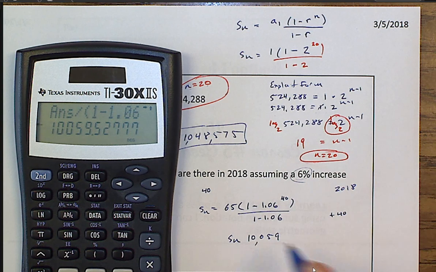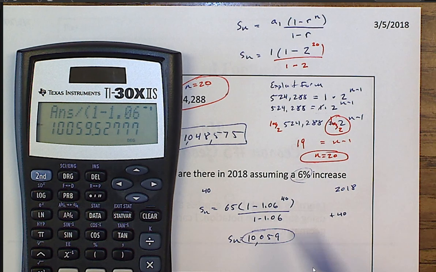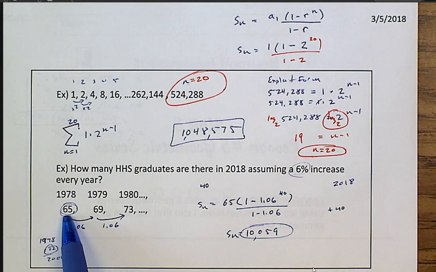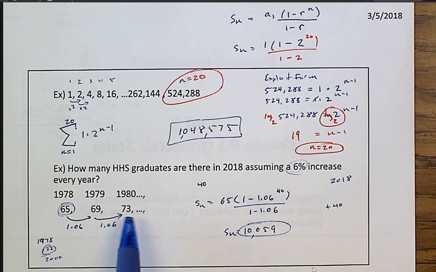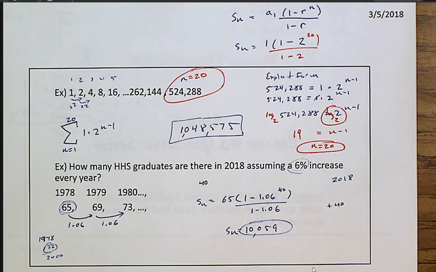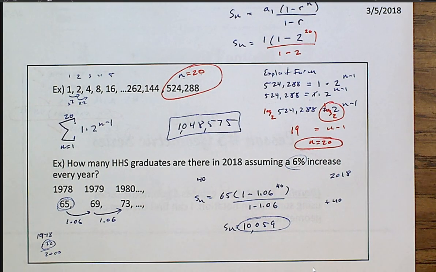So that seems a little bit big there, but the sum of that is how many high school graduates there were since 1978. If you add up all the graduates, that's not how many graduates we're going to have in 2018. That's just how many we're going to have total over the course of the years. So if you add up the 65 seniors, the 69 seniors, the 73 seniors, and so on and so forth, all the way to 2018, there've been over 10,000 graduates at Homestead High School since 1978.